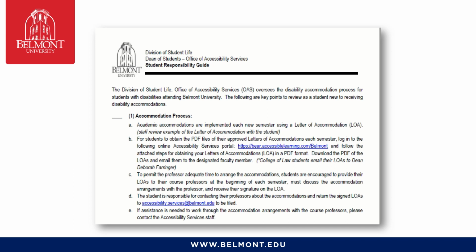We encourage students to provide their LOAs to their course professors at the beginning of each semester, discuss the accommodation arrangements with their professor, and receive a signature on the LOA. This allows professors adequate time to arrange the accommodation. Once you have met with your professor and received a signature on the LOA, you will then need to return the signed LOA to the Office of Accessibility Services by emailing accessibility.services@belmont.edu. If you need assistance working through accommodation arrangements with a professor, please contact the Accessibility Services staff.